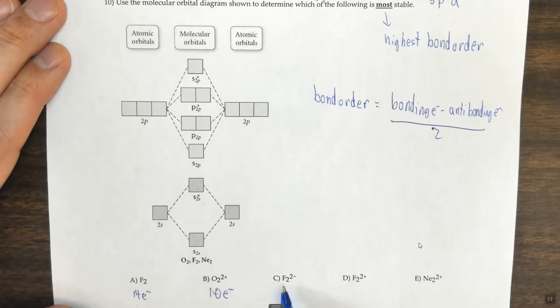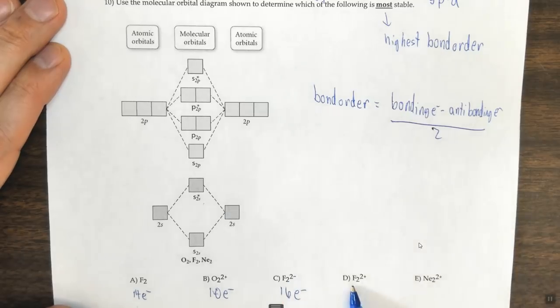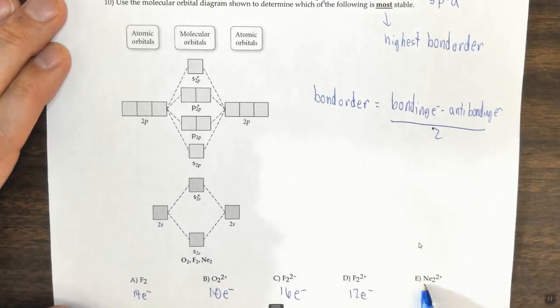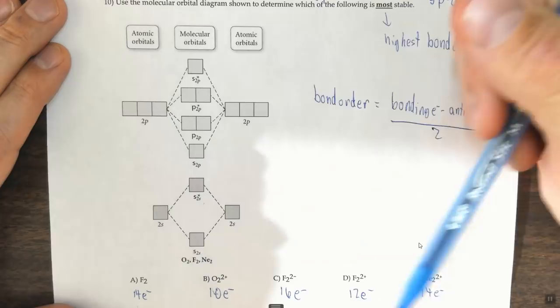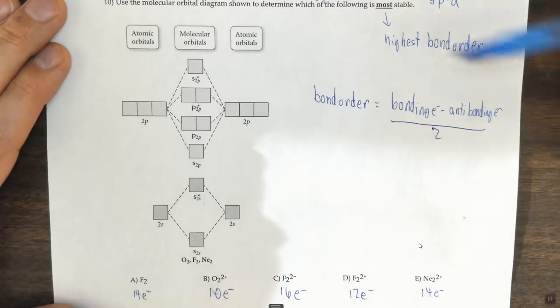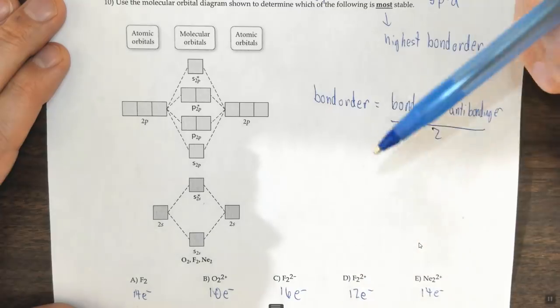F2 2-, well, F2 has 14, if it's 2-, it has 16 electrons. F2 2+, well, F2 is 14, if it's 2+, it has 12 valence electrons. And Ne2 2+, Ne has 8 each, so 2 of them is 16, but it's 2+, so it again has 14 electrons. So I mentioned a second ago that 10 is the magic number, and here's why. When you have these larger atoms, like oxygen, fluorine, and neon, larger as compared to nitrogen and carbon and boron, they use a slightly different table, and basically 10 is the magic number.